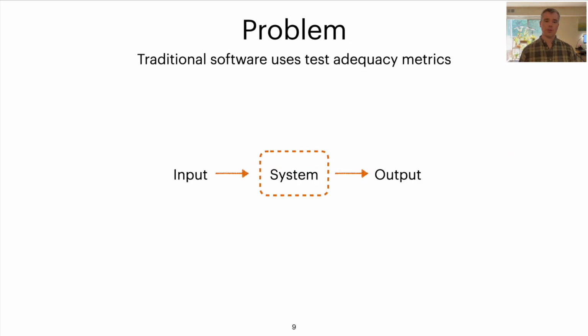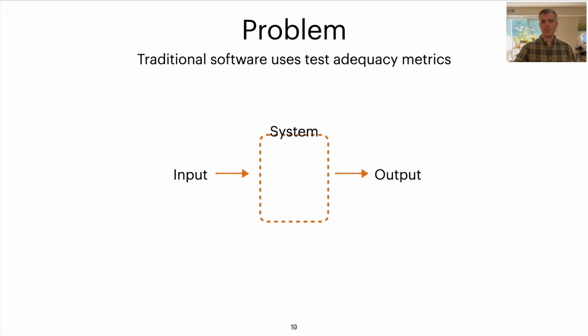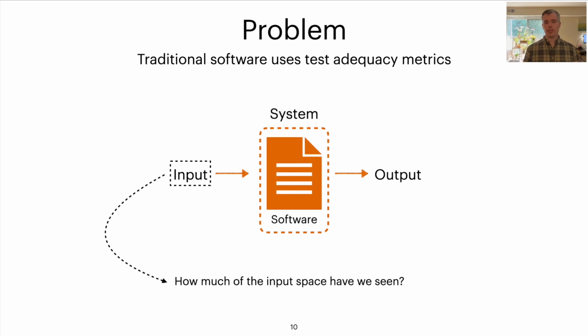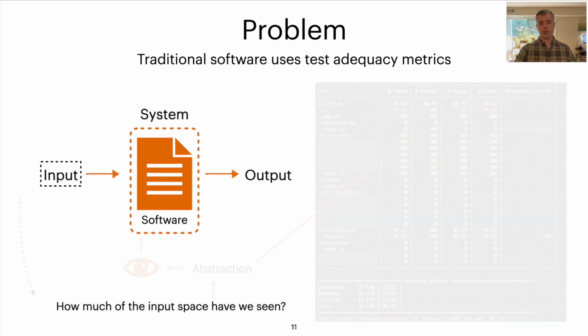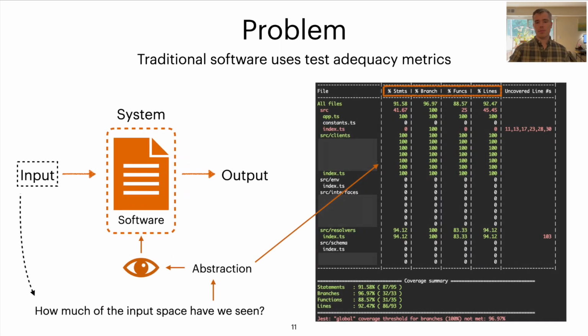Traditional software has the following flow. You have input, which goes through a system, and then goes to some output. That system is generally software. If we want to know how much of the input space we've seen, we can look at abstractions of the software and look at things like statement coverage, branch coverage, or function coverage. And if we know that 92% of all statements are covered, then we know that there's probably a large portion of the input space that we've seen.